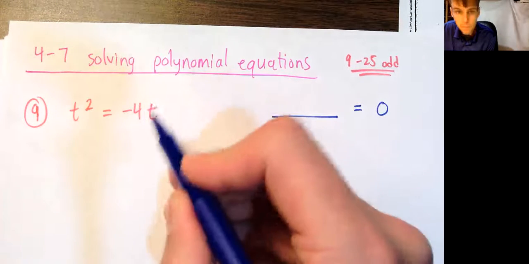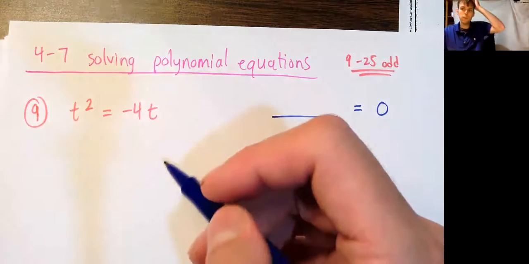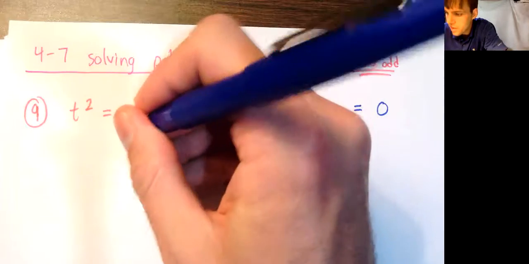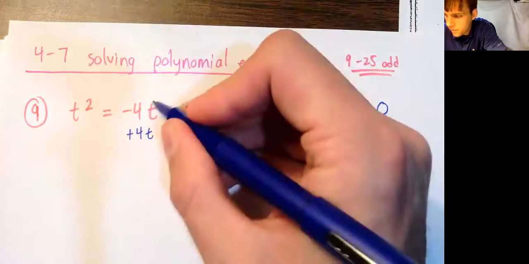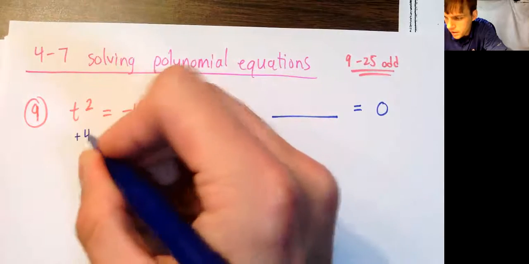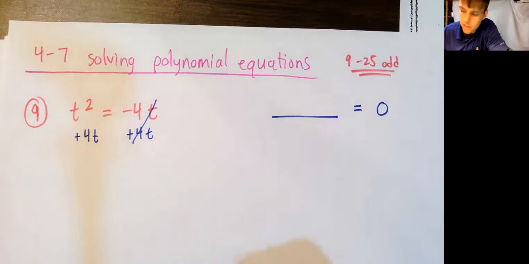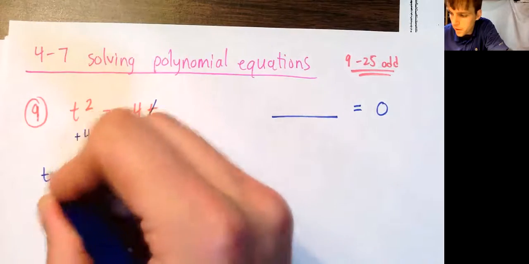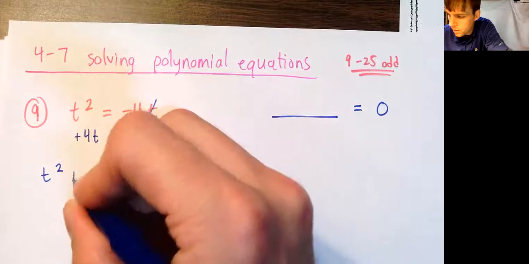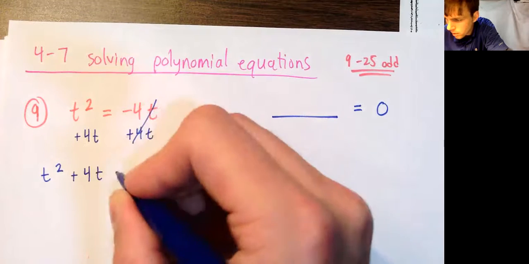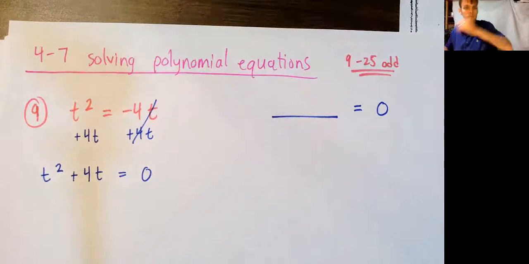I want to go ahead and move this negative 4t over to the other side. So essentially, I'm going to be adding 4t, right? I'm going to be doing it here. There's no like term there, so the left side of my equation just becomes this. All right. Now we've got it in standard form. We can kind of get down to factoring.